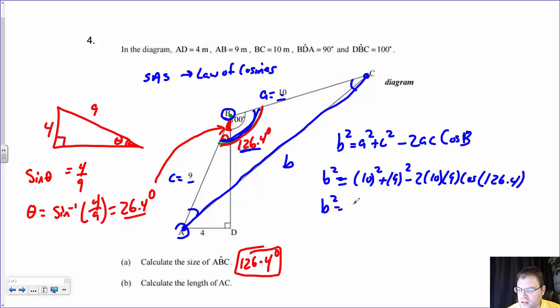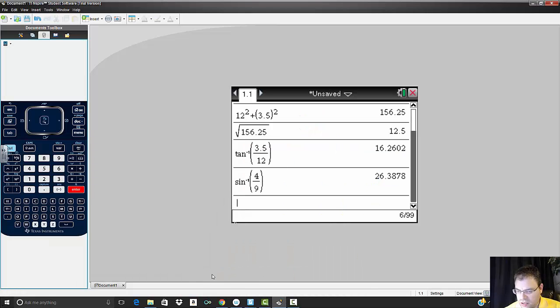So I'm going to say B squared. I know that 10 squared is 100 and 9 squared is 81, so that's 181 when you add them. And then I got 9 and 10, which is 90, and 2, so that's 180 when I multiply it. So it's times this. It's going to make it easier to type into a calculator. So I'm going to use a calculator. I'm going to have 181.